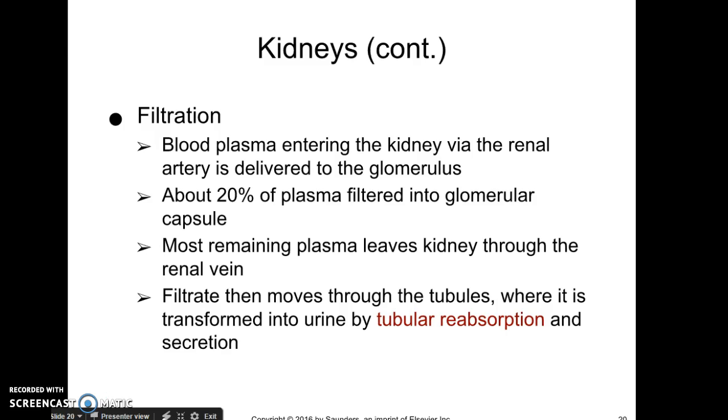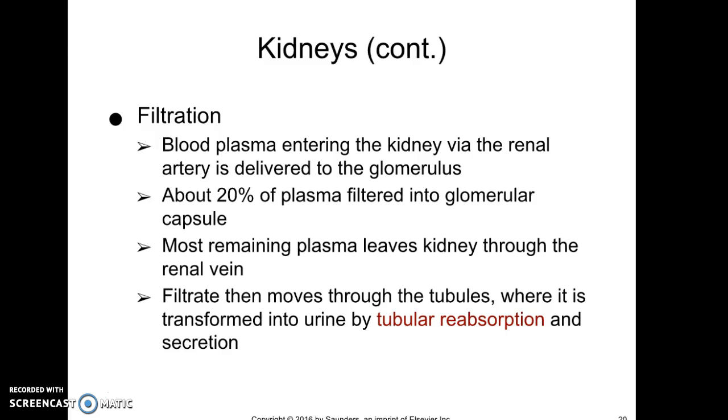With filtration, I already talked a little bit about that. But with filtration, the blood plasma enters the kidney through the renal artery. And we know from A&P that when blood is in an artery, it's under pressure, right? That's where we get the pressure required for filtration, because in order for filtration to take place, fluid has to move from an area of higher pressure to an area of lower pressure. About 20% of the plasma is filtered into an apparatus called the glomerular capsule. It's just another functioning part of the kidney. Most of the remaining plasma leaves the kidney through the renal vein.